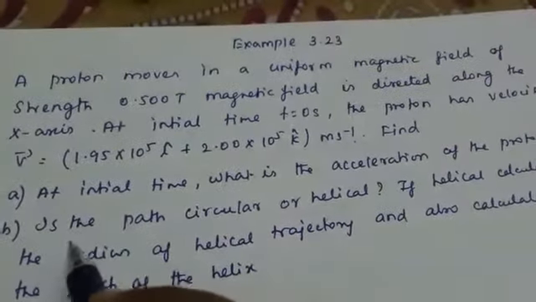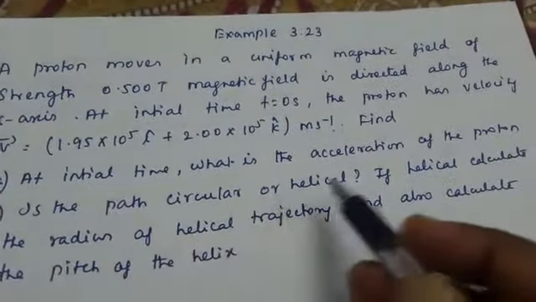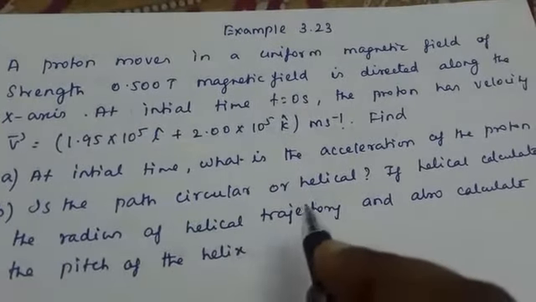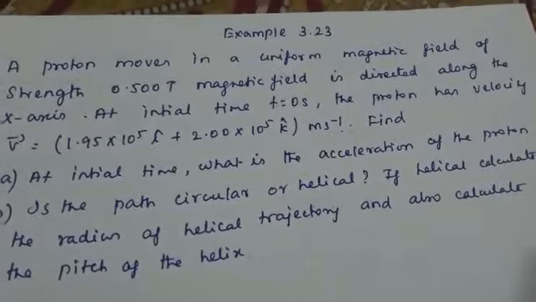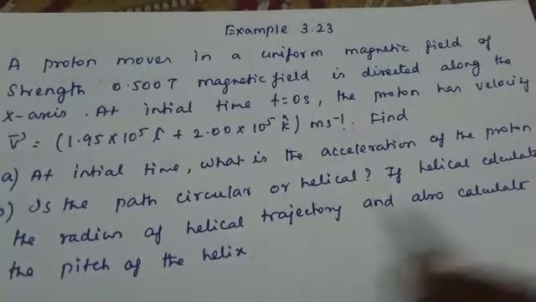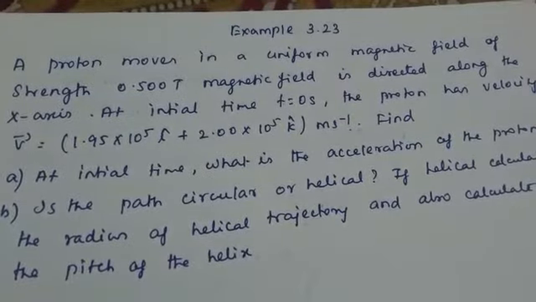Find A. At initial time, what is the acceleration of the proton? B. Is the path circular or helical? If helical, calculate the radius of helical trajectory and also calculate the pitch of the helix.